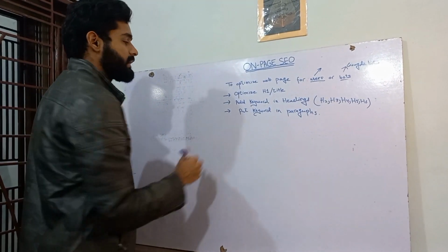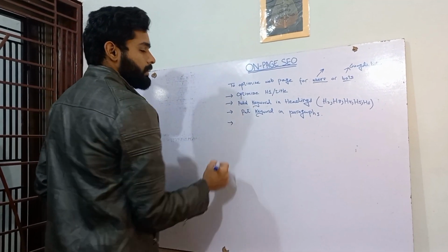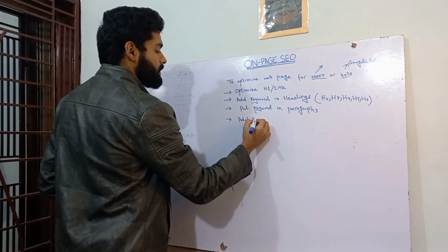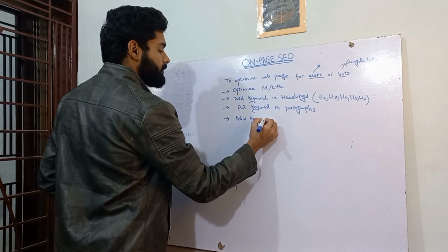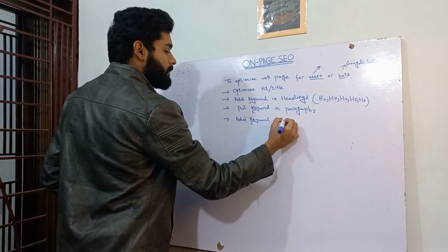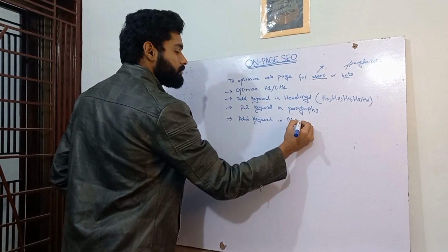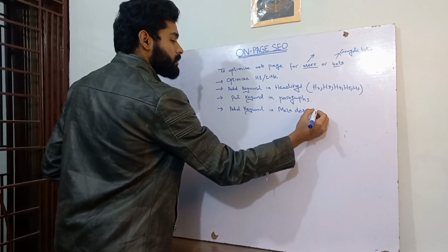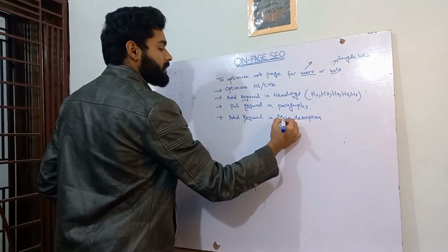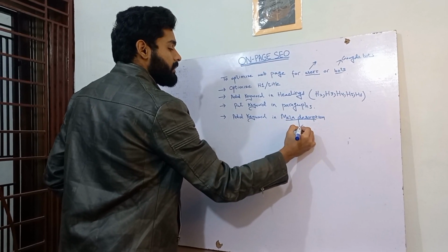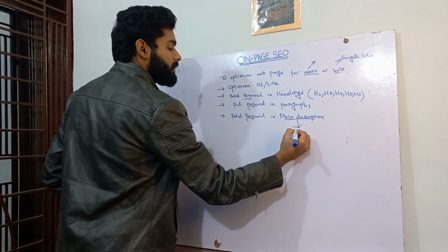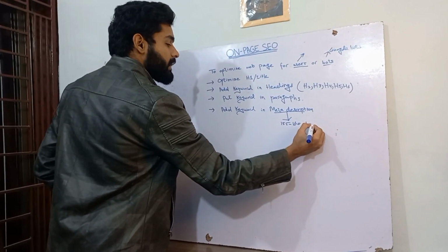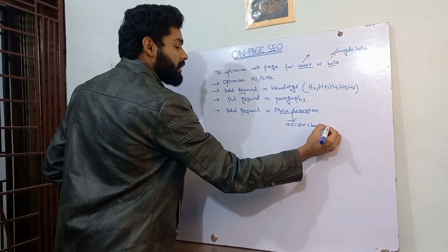Then the other thing is to add the keyword in the meta description. This is the main point, the meta description. In the meta description there are about 155 to 160 characters. I'm not talking about words.